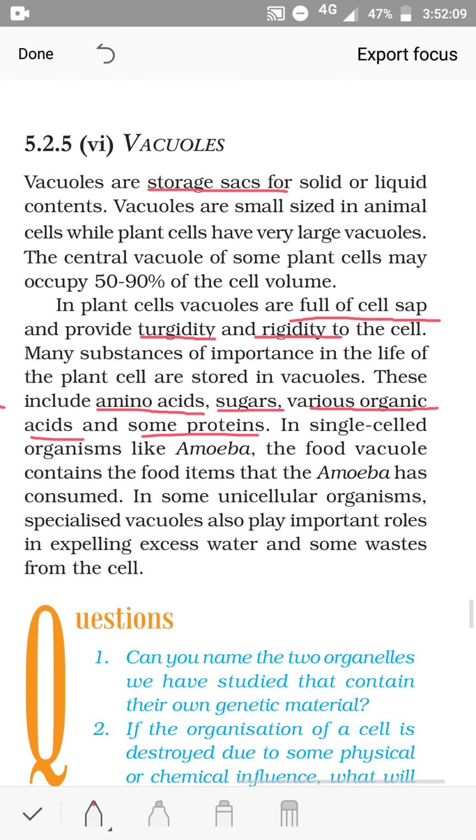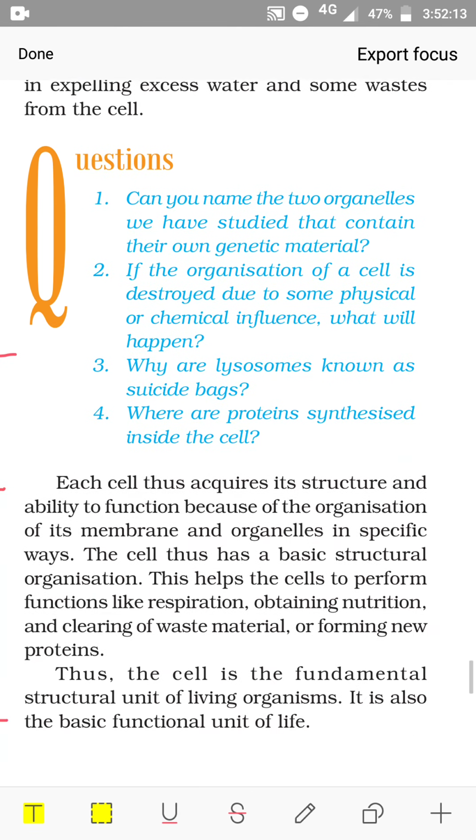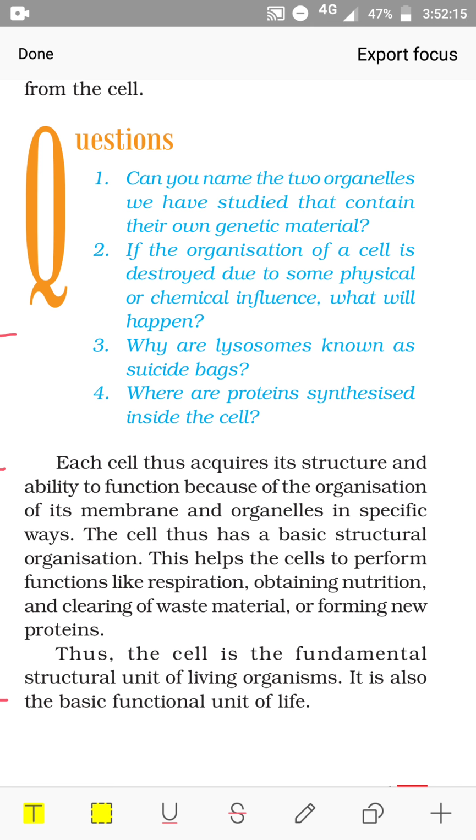So the different cell organelles which we have discussed, almost to the end of the chapter we have come. Each cell thus acquires its structure and ability to function because of the organization of its membrane and organelles in specific ways. See, the cell as a unit is working, right? So how is it organized? It has the membranes and the organelles, organized in specific ways.